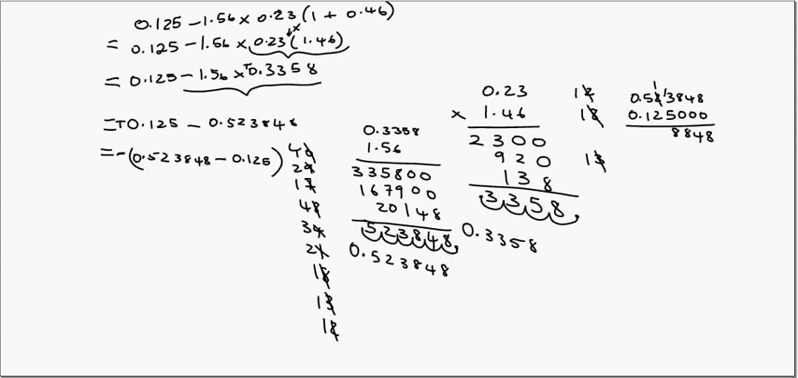is 8. 2 from 1 cannot, borrow from the 5, you get 4. Carry the 1. 2 from 11 is 9. 1 from 4 is 3. So you get 0.398848 as the answer there. Right? So your final answer here will be negative 0.398848. That'll be the final answer.